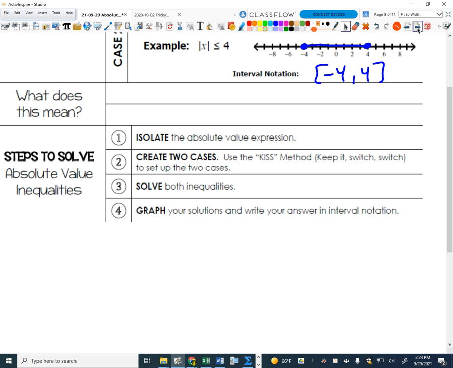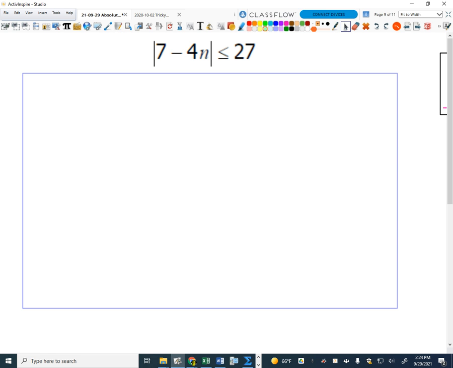Okay, let's look at just a couple more quick examples. Okay, so this is already isolated, but think about this for a second. Which pattern am I going to use here, and or? And thumbs up is and, thumbs down is or. Already isolated the absolute value. That part's done.